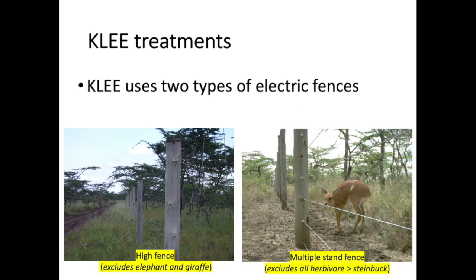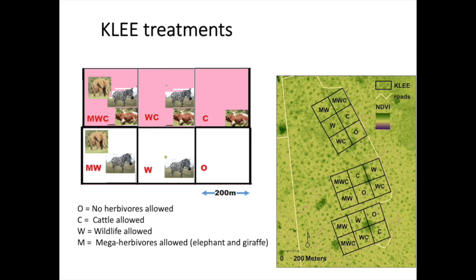The experiment uses two types of fences to keep away different combinations of herbivores. There's this high fence that excludes elephants and giraffe, the two mega herbivores in the system. And there is the multiple strand fence that excludes most of the other wild herbivores except for the very small ones like steinbuck.